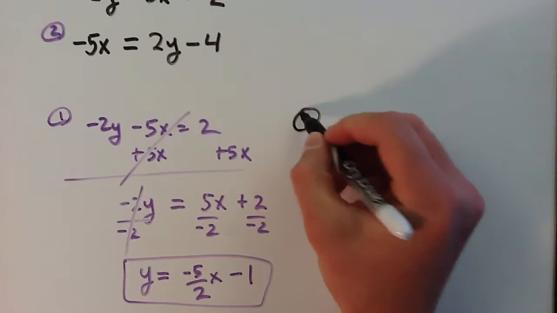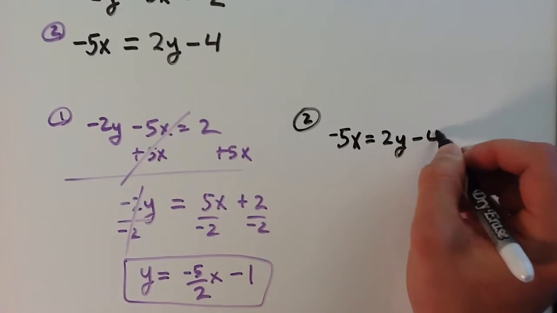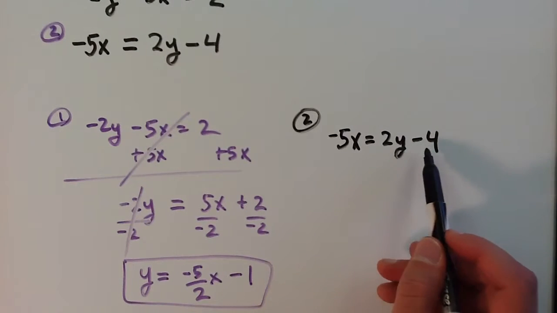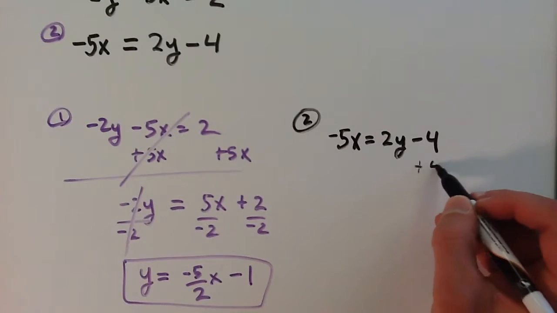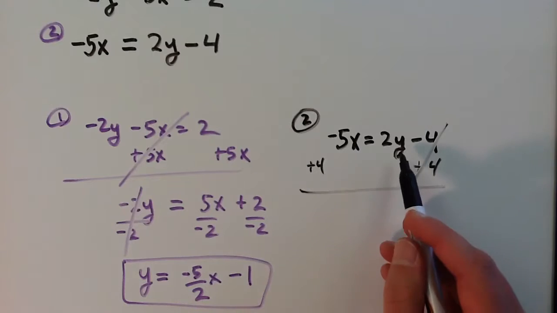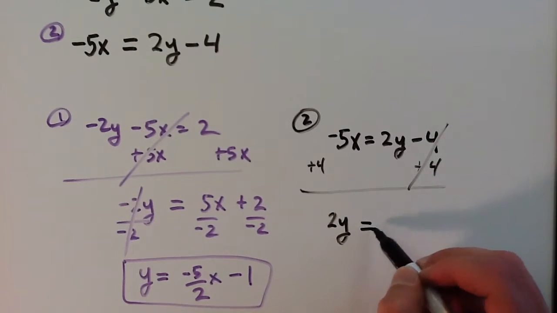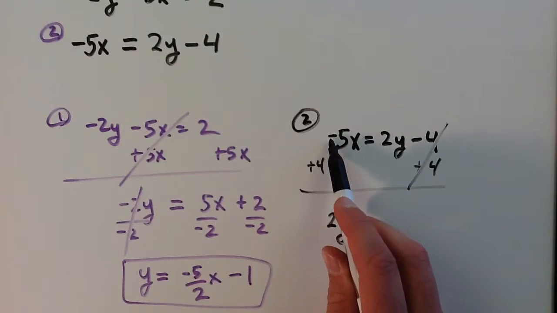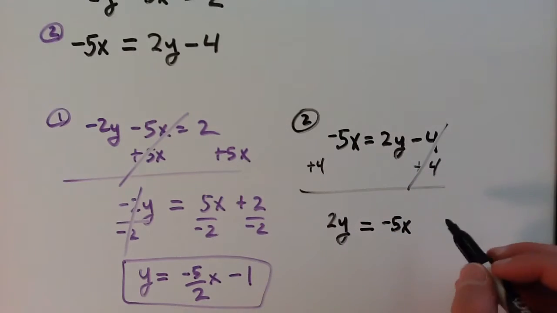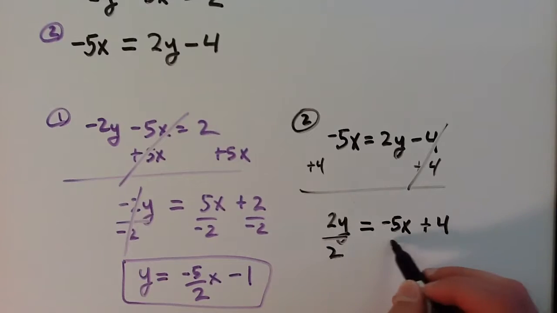So equation number 2 was negative 5x equals 2y minus 4. I need to get y by itself. So I see that y is on this side, so let's move this 4 over. So I'm going to add 4 to both sides, so those 4's cancel. I'm going to go ahead and put my y term first, so 2y, bring the equal sign down. Then my x term. My x term is negative, so I have negative 5x, and then this is positive 4, so plus 4. I need to solve for y, so let's divide every term by 2.